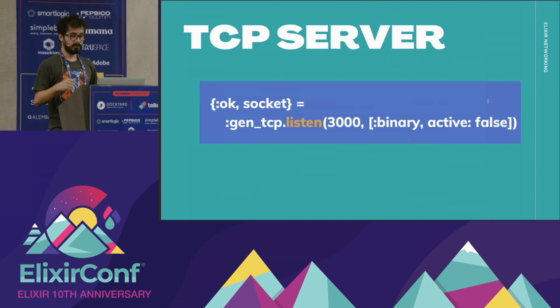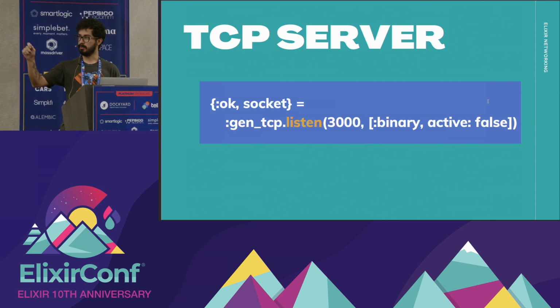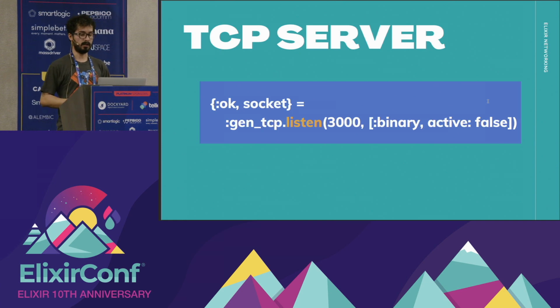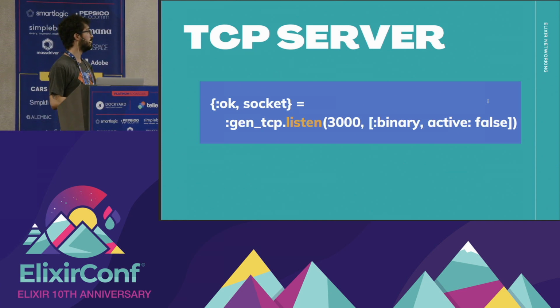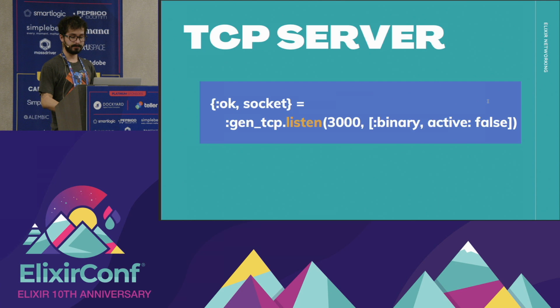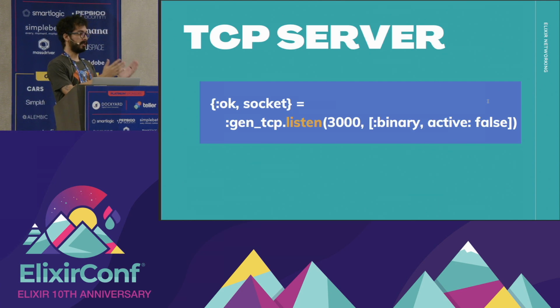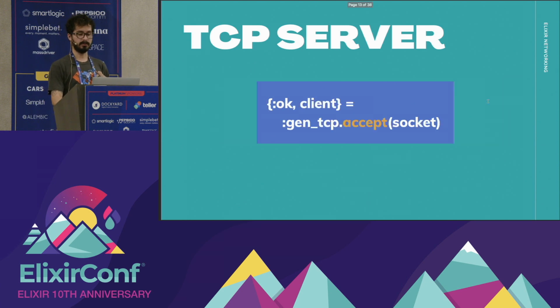And after we set a listen, we receive a tuple with OK and the socket, which is the server that we just created. We are now in a passive way of working. We're listening for connections, but we don't have any yet. And once our clients try to reach us and connect, we're probably going to accept a connection.